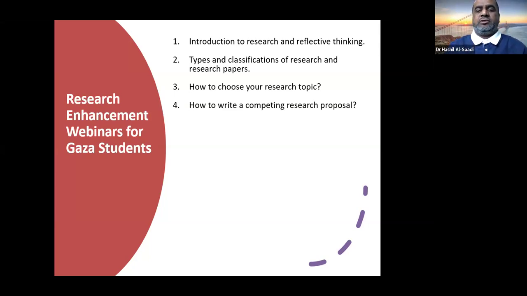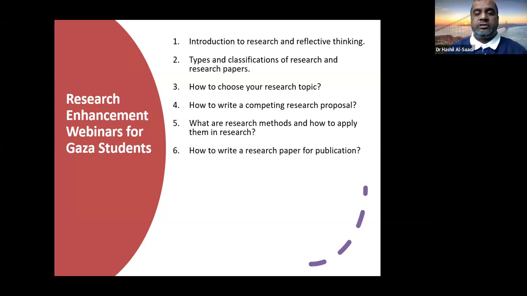We will then be talking about how you can write a research proposal, which can be good enough to be accepted for your project. What are the research methods and how we can apply them? This is also important. So we'll be talking about quantitative, qualitative, and mixed methods perhaps, and the specific designs under each of these broad methods. How to write a research paper for publication, how to get published, what are the journals' requirements for manuscripts to be accepted, and so on.